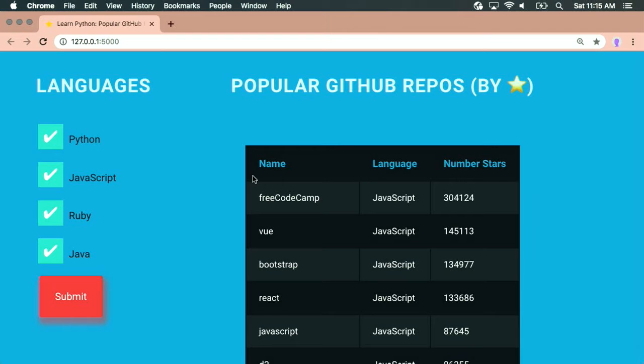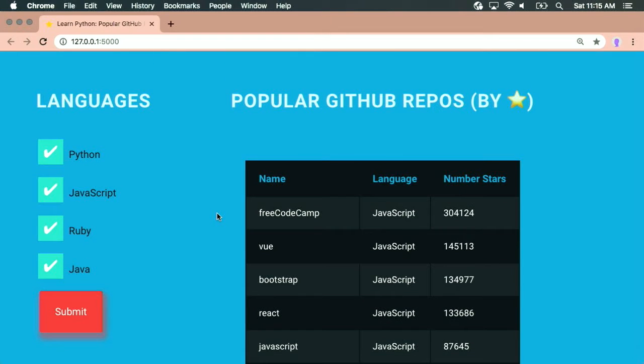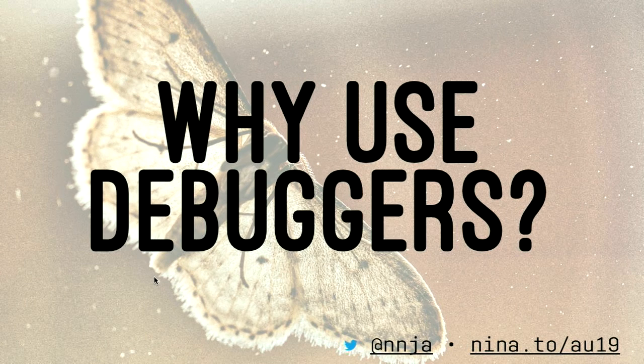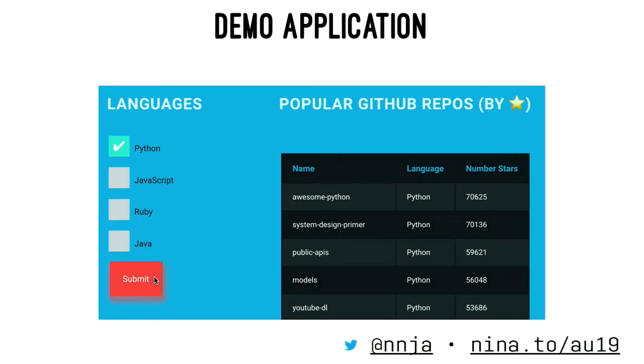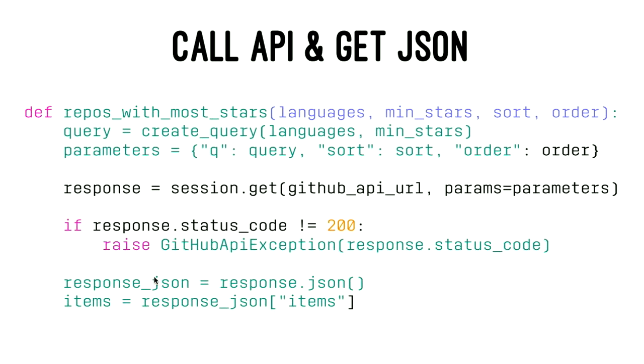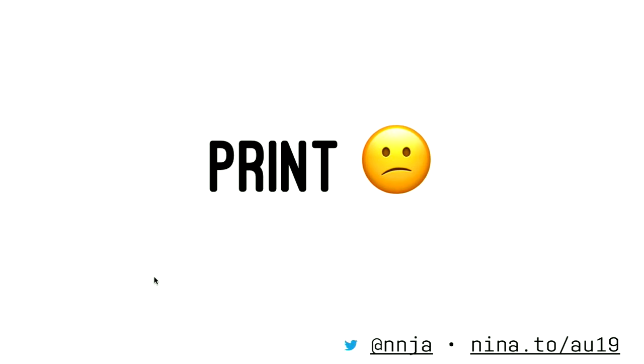So here we have just a little Flask application. It hits the GitHub search API for a handful of languages, and it lists some popular ones by stars. And the API data here comes back as JSON. Pretty standard stuff, something that the majority of us have probably had to do. And the meat of the code here is we're going to call an API in this repos with most stars method, and we're going to get some JSON back from the API.